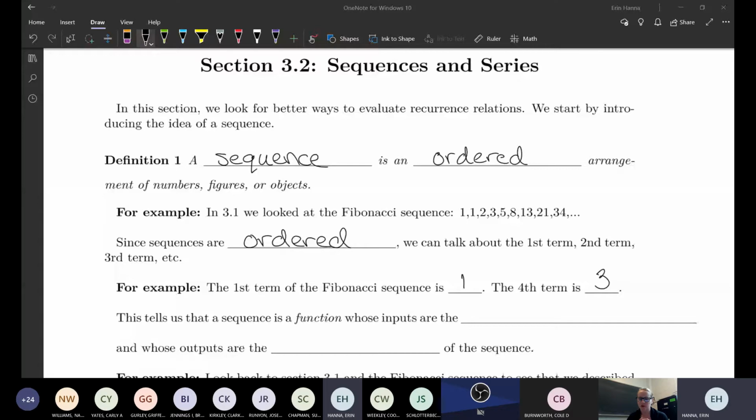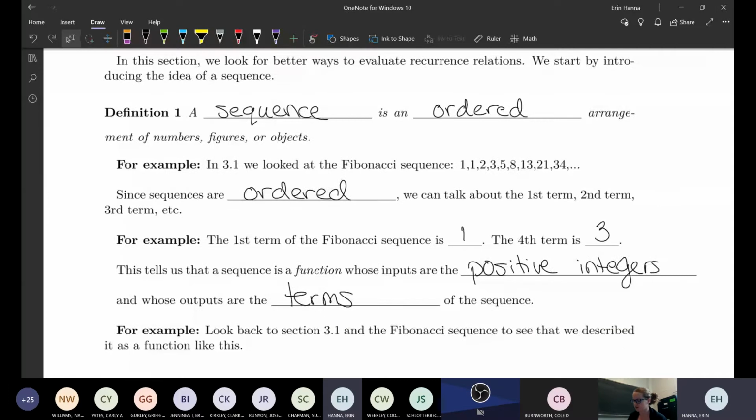There we go. So this essentially tells us that we could rewrite any sequence as a function, where all of the inputs are going to be positive integers, and the outputs are going to be the terms of the sequence. So we could say for the Fibonacci sequence, f of 1 is 1, f of 2 is 1... let me back up a little bit.